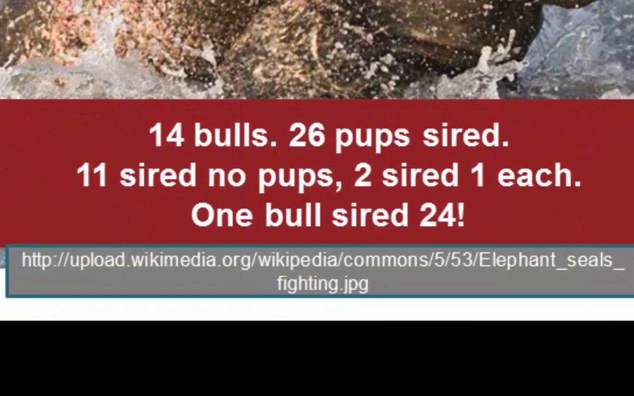So in one example, in a herd of elephant seals, there were 14 male bulls, and at the end of the mating season, 26 pups had been sired and born. Of those 14 bulls, 11 sired no pups, and 2 sired just one pup each. But one male bull sired 24 of the 26 pups.